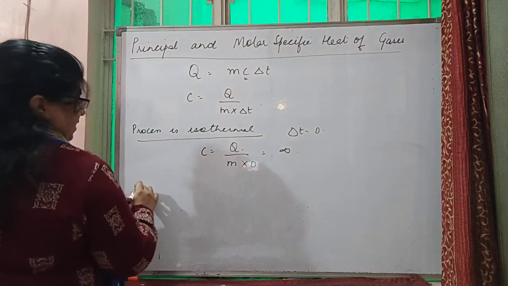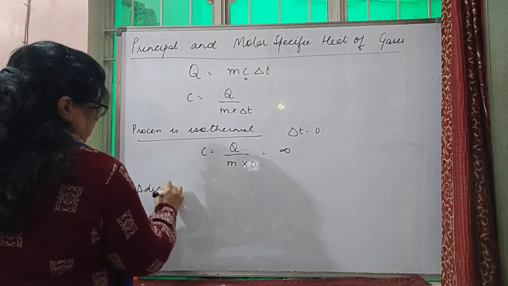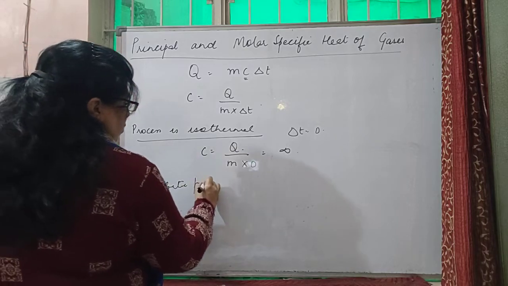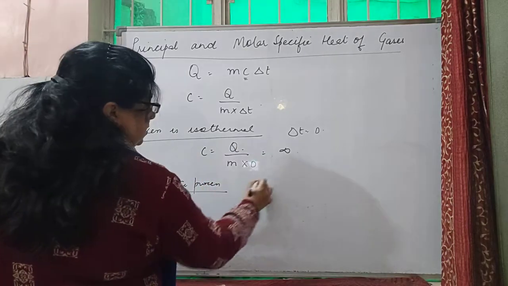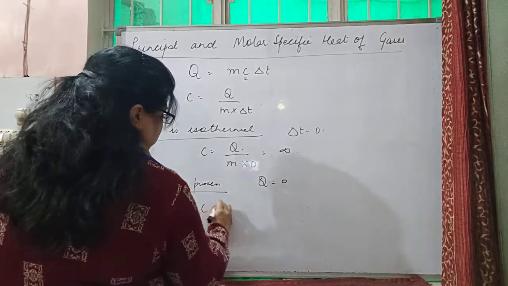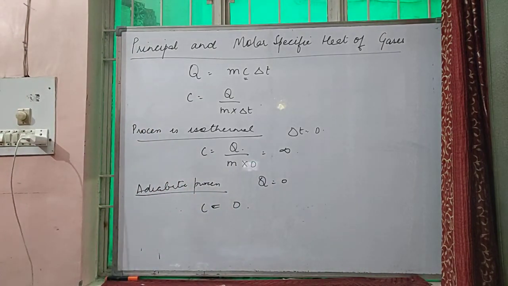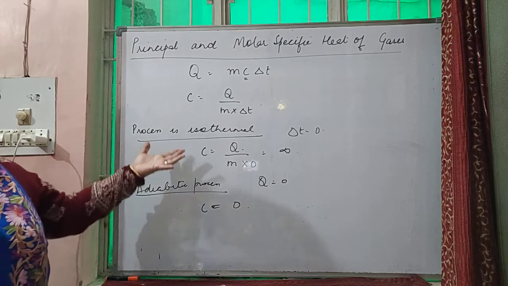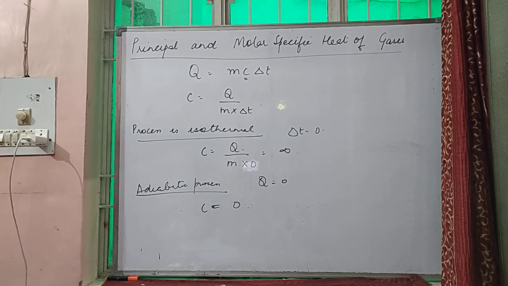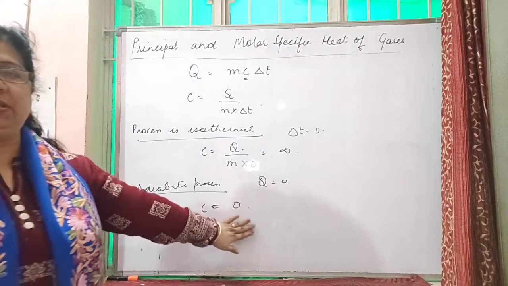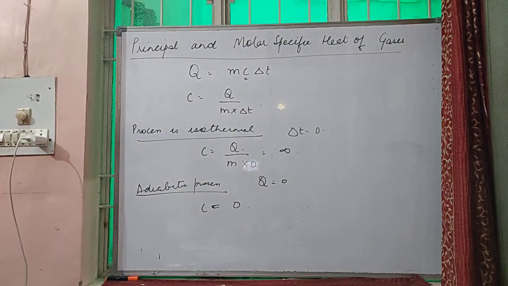In the other case, that is the adiabatic process, no exchange of heat takes place, that is, Q is equal to 0. So C will also be equal to 0. So what we are seeing is that the specific heat of gas depends upon the nature of the thermodynamic process. What is the nature? Isothermal or adiabatic. And it may take values between infinity and 0.